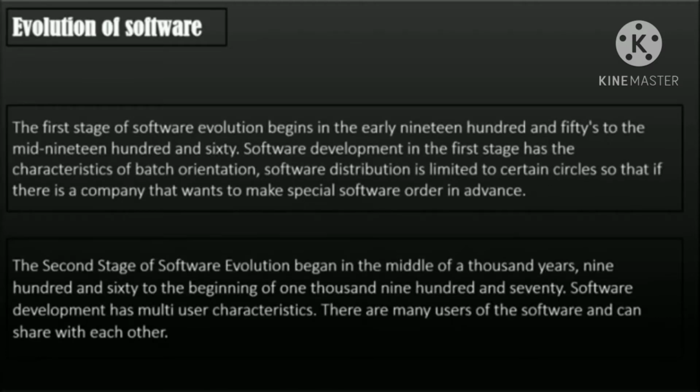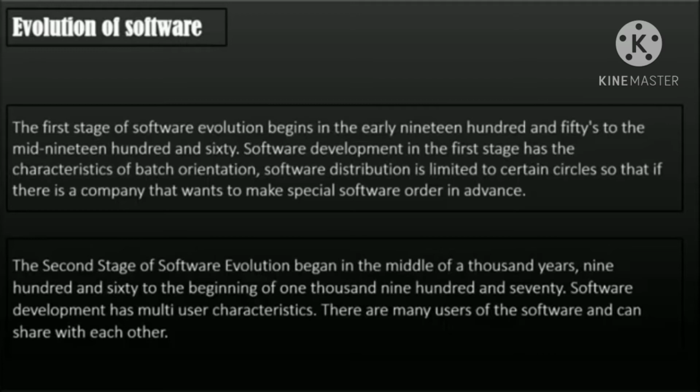Evolution of software. The first stage of software evolution begins in the early 1950s to the mid-1960s. Software development in the first stage has the characteristic of being order-oriented. Software distribution is limited to certain criteria, so if a company wants special software, it must order in advance.